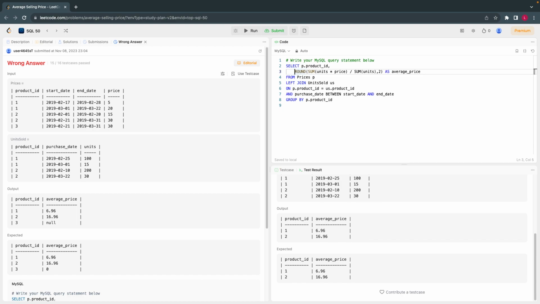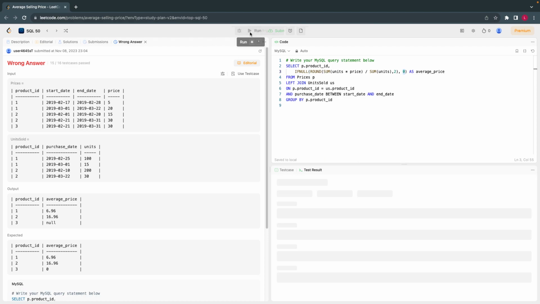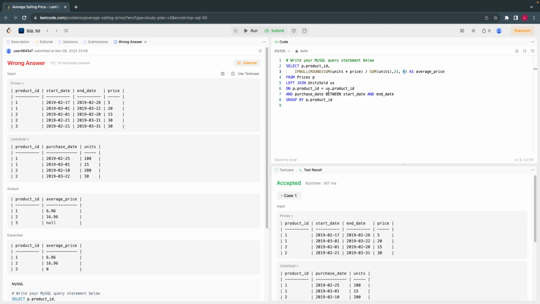So for that, there's one more function, IFNULL. If I get a null from this output, which is what I am getting right now, I'll replace that with 0. Wherever I get a null value, I'll replace it with 0. So IFNULL, that's what the function says. Let's see what I get. Let's submit.